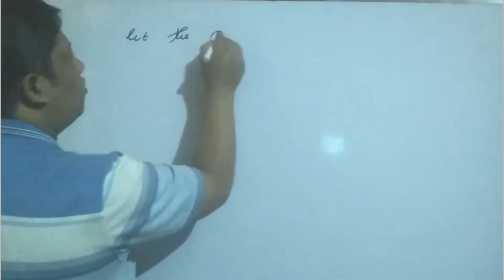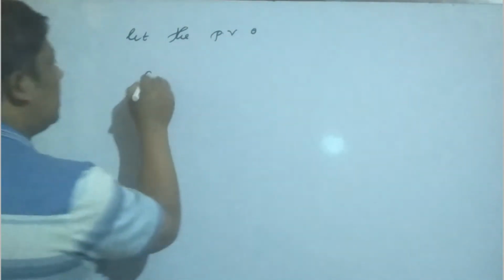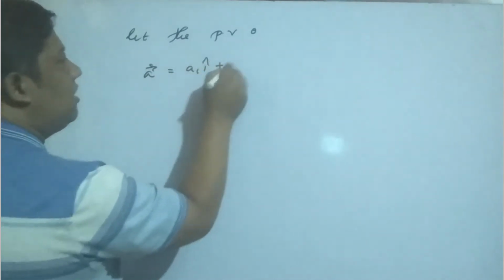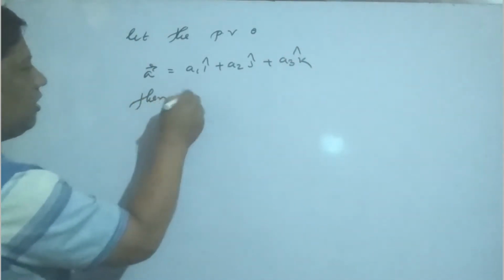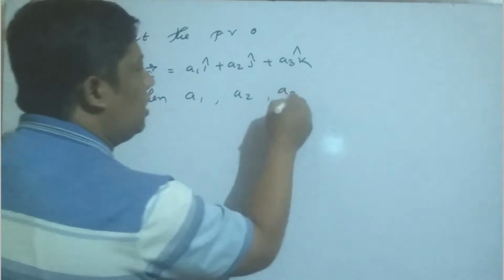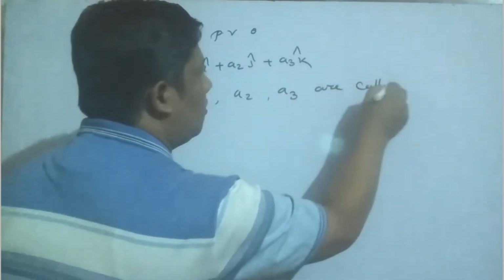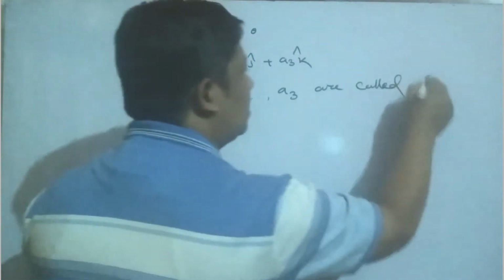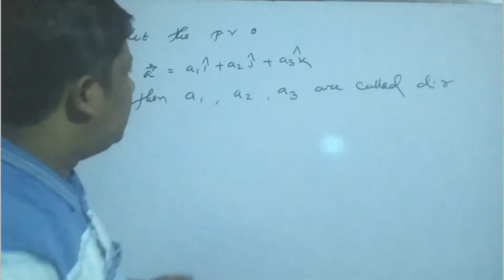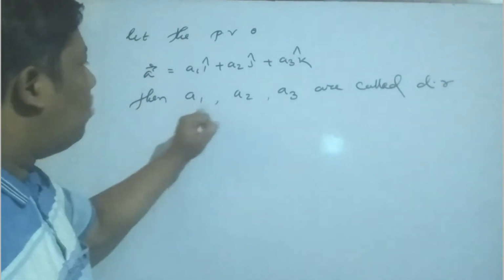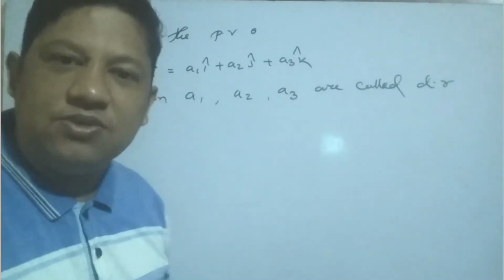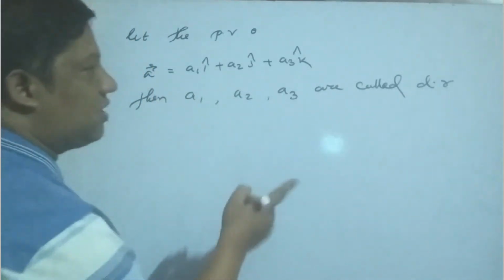Suppose any vector, let the position vector A vector equal to a1i, a2j and a3k, then a1 comma a2 comma a3 are called the direction ratio. So my students, if any vector when you represent in a space, a1, a2, a3 are called the direction ratio. So direction ratio is what you can understand.